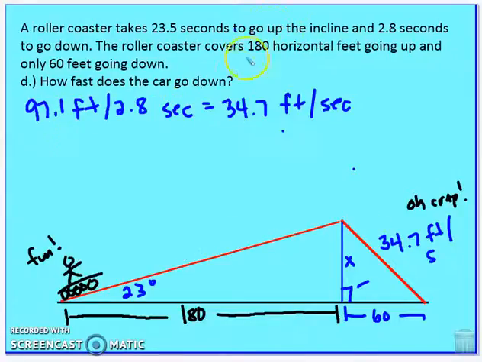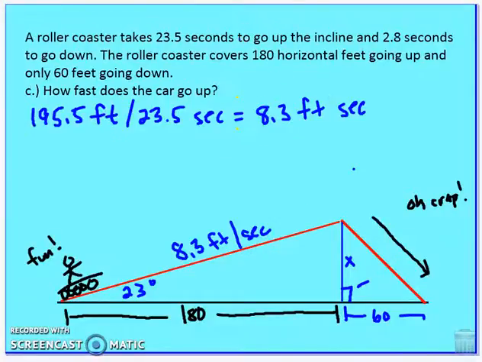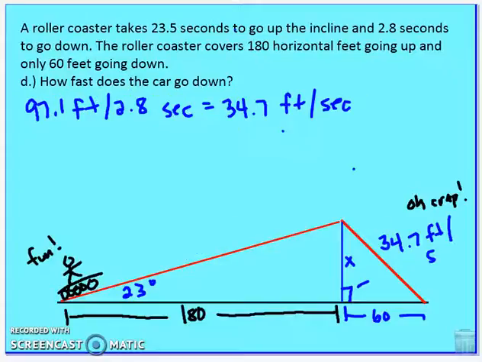And then how fast does the car go down? We know it takes 2.8 seconds to go down. We know that that length here is 97.1, so 97.1 divided by 2.8 seconds leaves us with 34.7 feet per second. So about 4 times as fast going down than going up.